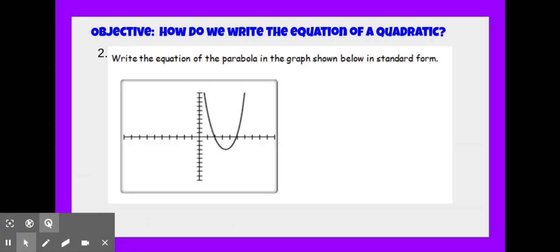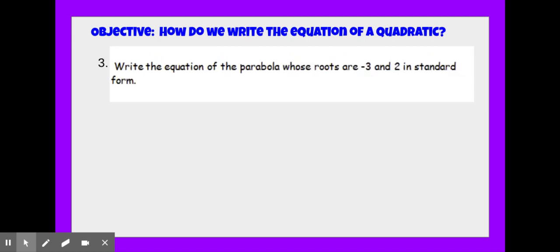Now we're going to move on to number 2. Write the equation of the parabola given the graph. Now we want it in standard form. We could write it in root form or intercept form or factored form, but we're going to have to get it first into standard form. So where do we work from? The easiest place to work from is our roots, if we have them.